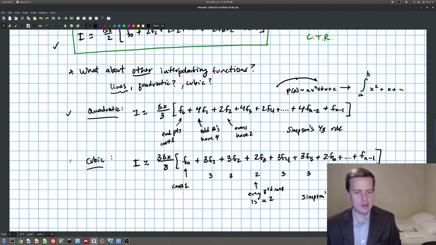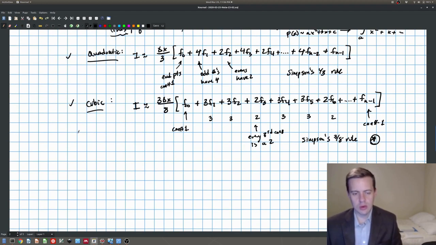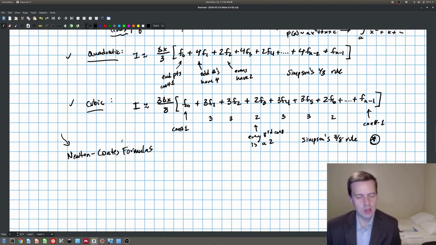Except I should tell you, which I didn't tell you, that all three of those are called Newton-Cotes formulas. This is a way of doing integration by using polynomial interpolation functions and then using them to do the integral. That's a Newton-Cotes formula.